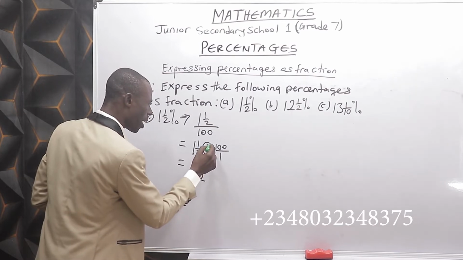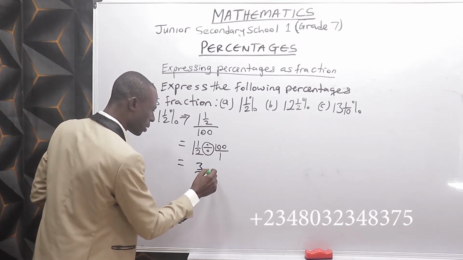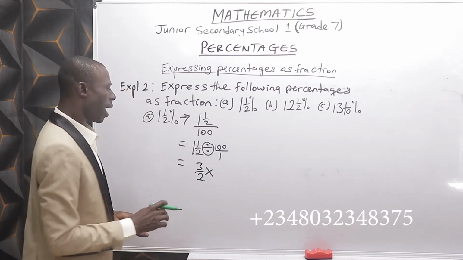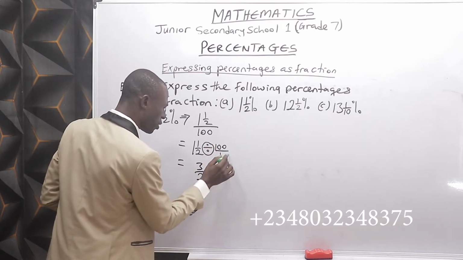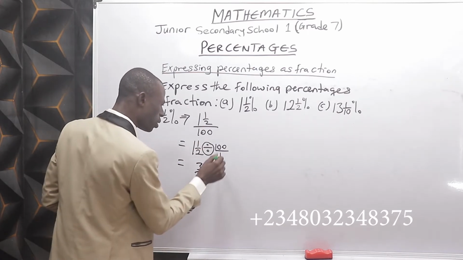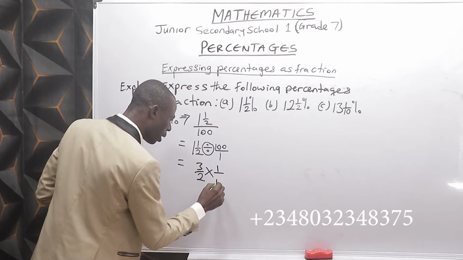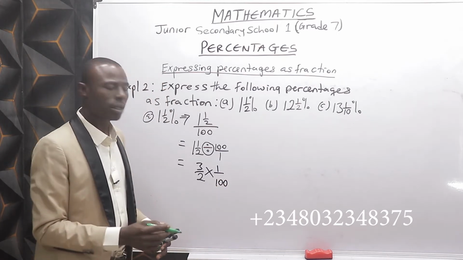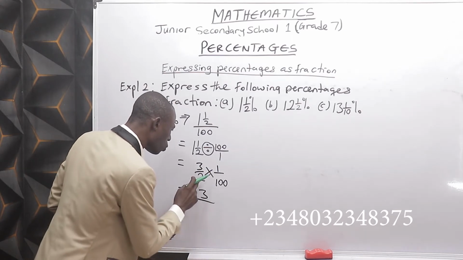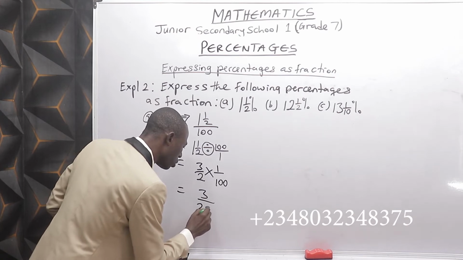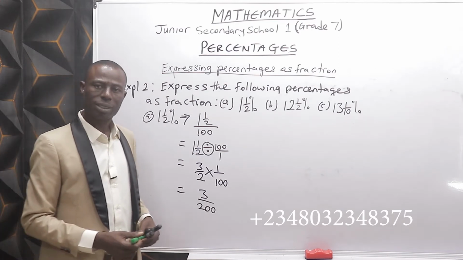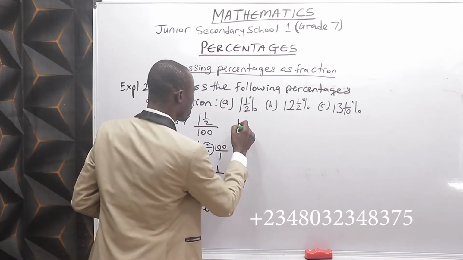Now, this division sign, change it to its inverse. Its inverse is multiplication. The inverse of division is multiplication. And when you do that, you change the divisor, which is 100 over 1, also to its inverse. What is the inverse of 100 over 1? That is 1 over 100. Do you understand? Good. 3 times 1 is 3. 2 times 100, that is 200. And that is how to change it to a fraction. Do you understand? Good.